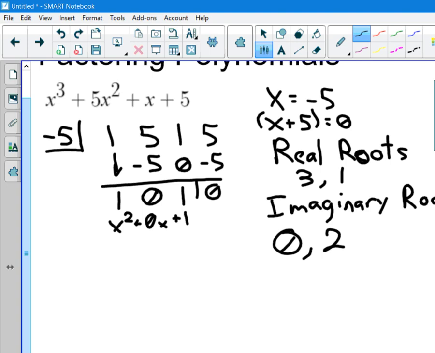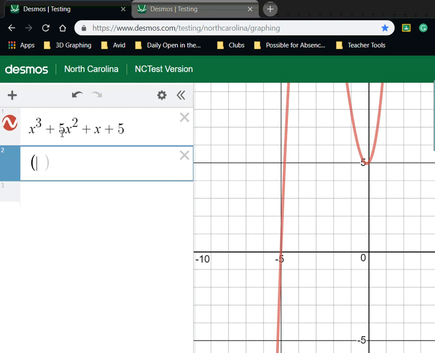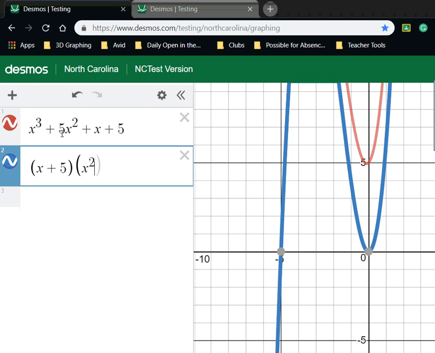And so that means we are correct in that x plus 5 is a factor, and x squared plus 1 is the other factor. If I graph the product of these two factors, I should get an overlapping graph. So this is x squared plus 1. The graphs overlap as we had predicted.